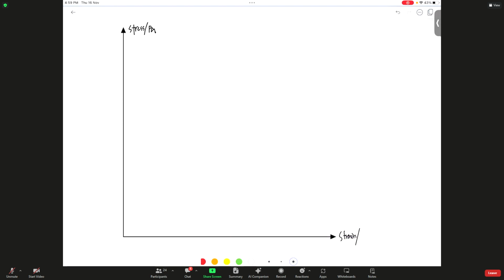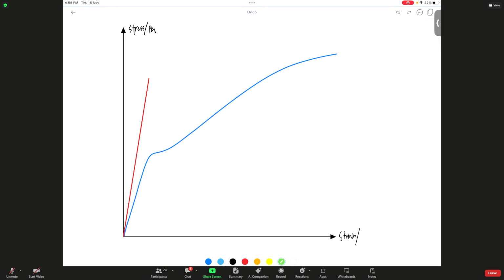Right, let's start. One is this, one is that, and another is that. So, three materials. Question for you: out of the three materials here, which one is the strongest? How do you know which one is the strongest? Area under the curve.